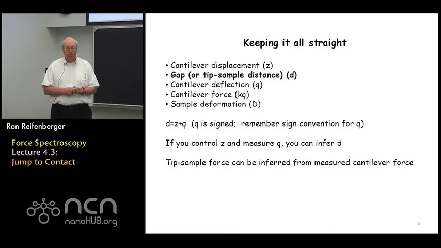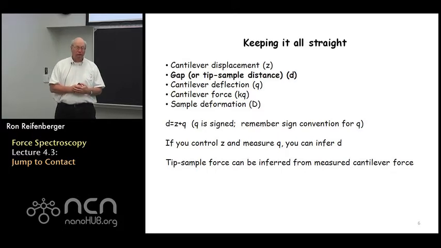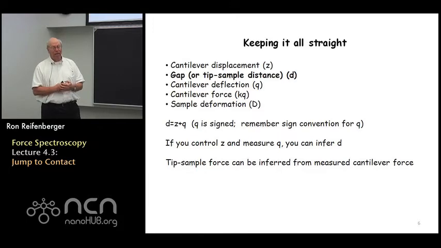We're going to talk about sample deformations. The sample deformations are going to describe how the tip indents into the sample, and of course we discussed that a little bit in week 2. We laid the groundwork. Now we're going to actually start to measure what those deformations are. There's a fundamental relation between D, Z, and Q, which I also list on this slide. It's a little bit confusing because Q is a signed quantity, which means you basically have to remember the sign convention for Q, or otherwise you'll get your axes twisted up.